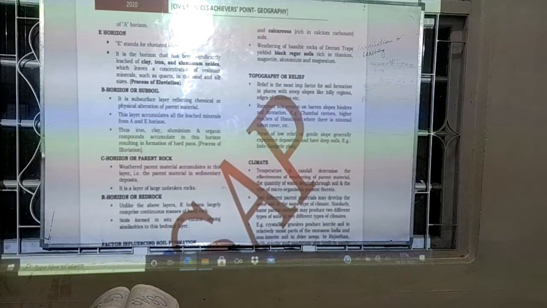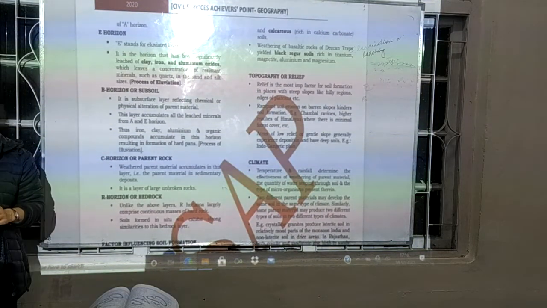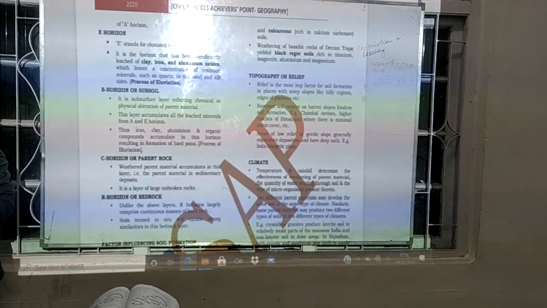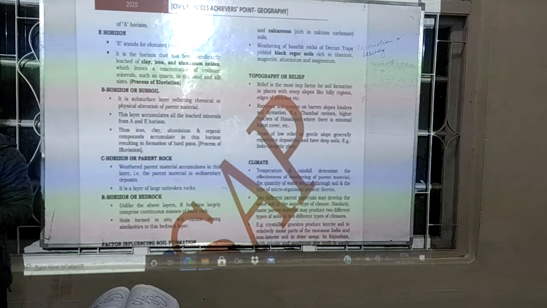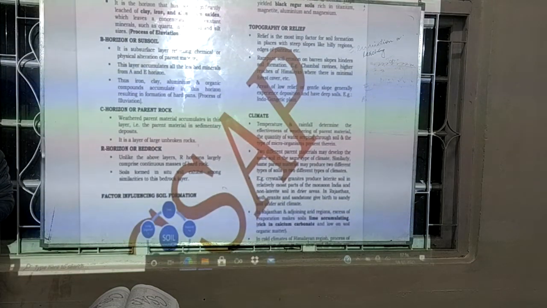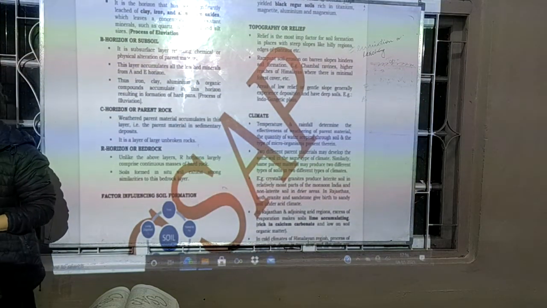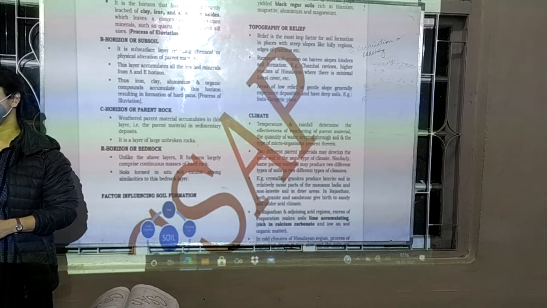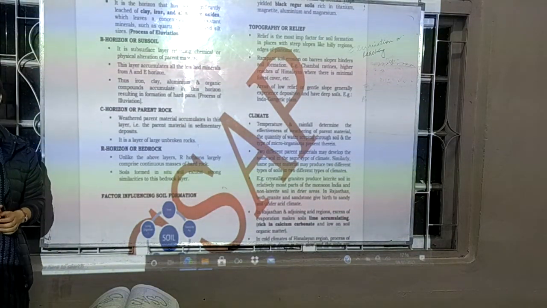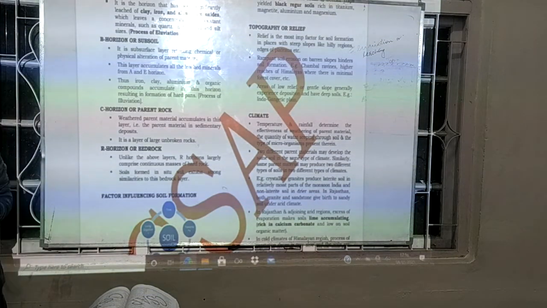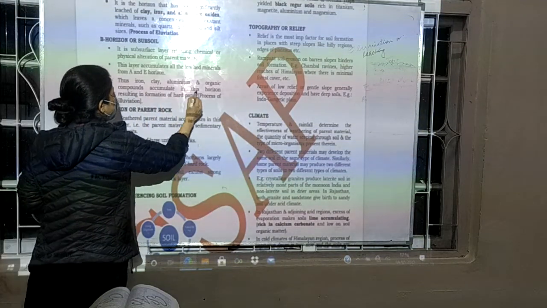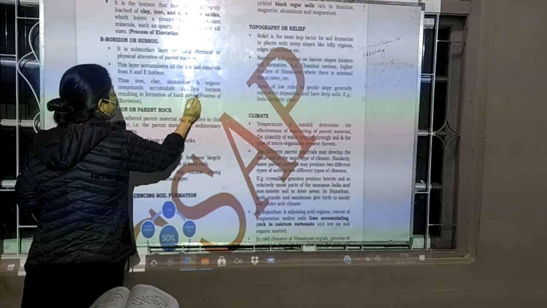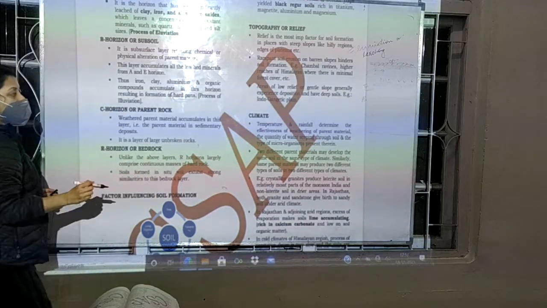And next here is the E horizon. E stands for eluviated layer. Again, it is devoid of clay, iron, aluminum oxides. Then we have the B horizon or the subsoil, which is the zone of illuviation, the process of illuviation. And thus iron, clay, aluminium compounds accumulate in this zone, resulting in the formation of hard pans. Can you see hard pans?